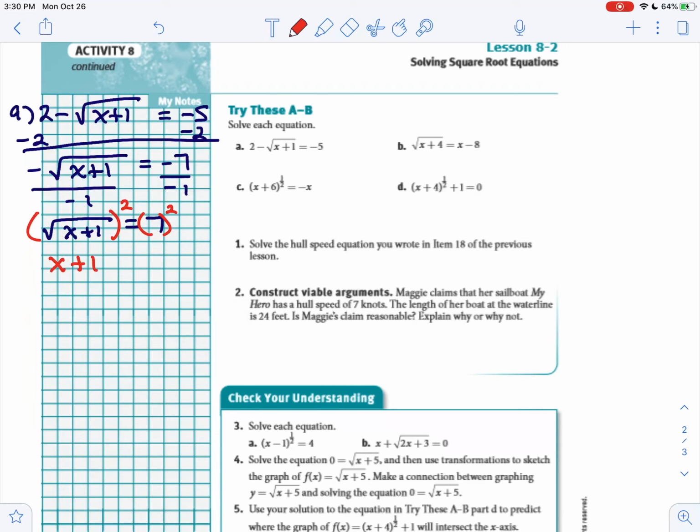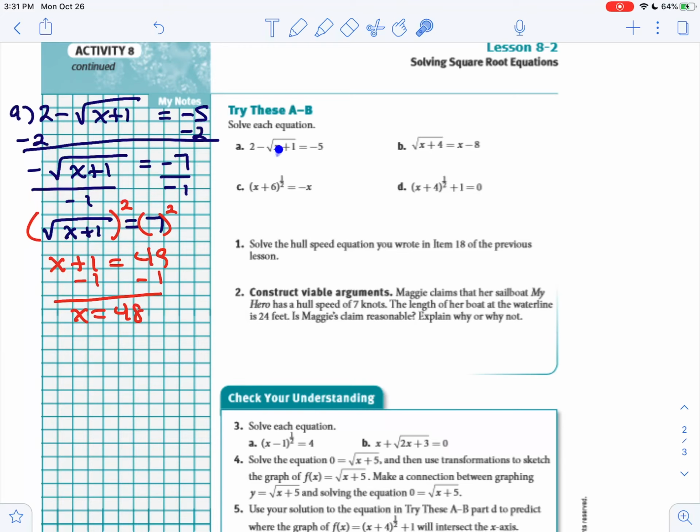Okay, so the square root has been isolated. Your next step will be to square both sides of the equation. Doing that will remove the radical. X plus 1 equals 49, which means x is 48. We're subtracting.